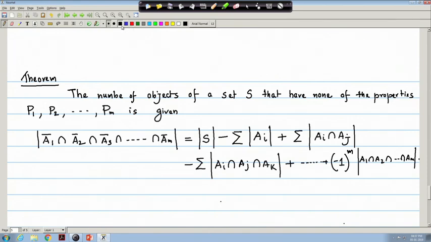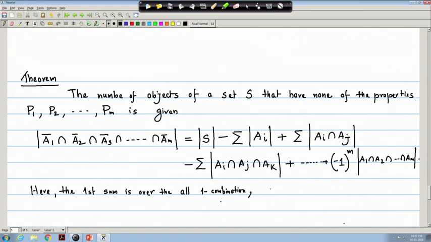So, I can write that here the first sum is for all one combination, is over all the one combinations. That means, the number of elements which have only one property, either P1, P2, some Pi.